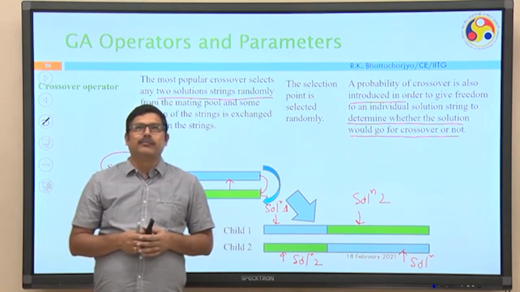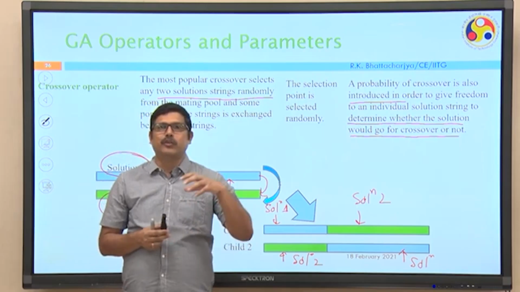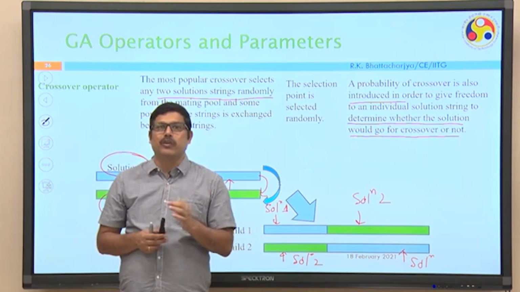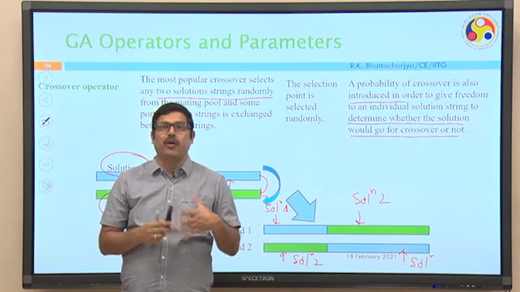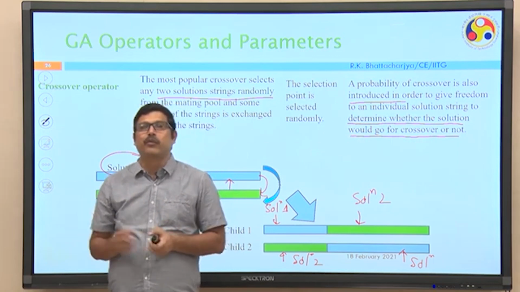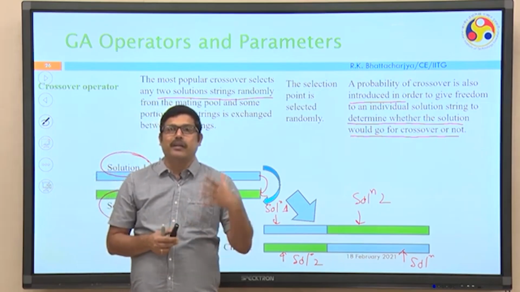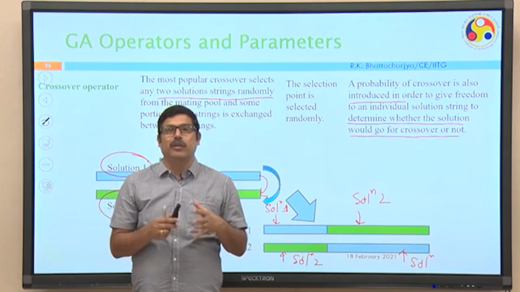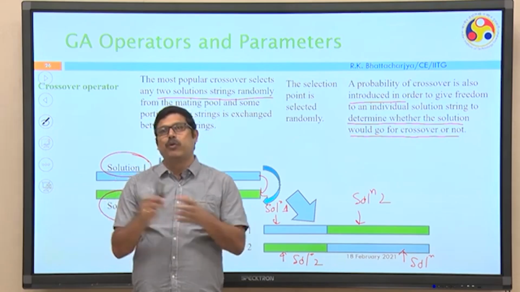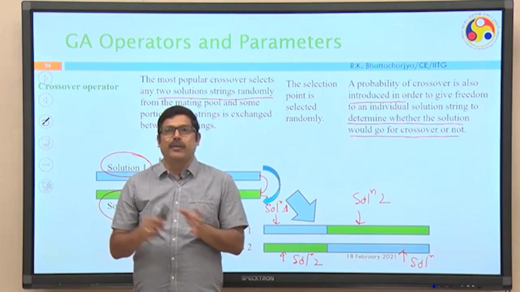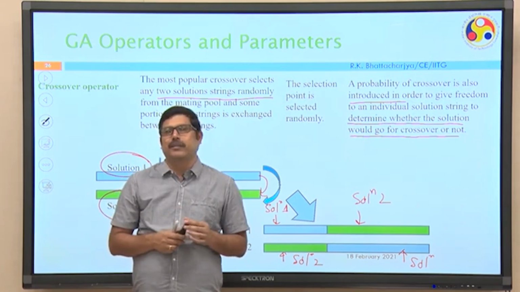So, what does it mean? 60% means that whatever solution you have, 60% of that solution will go for crossover and 40% of them will not go for crossover, and they will directly go to the next generation. So, if it is 95%, then 95% of the solutions in the mating pool will go for crossover, and 5% will directly go to the next generation.